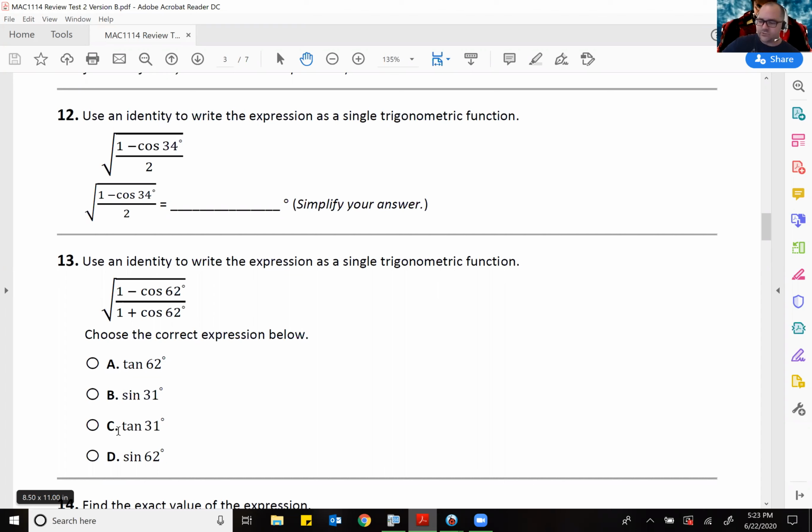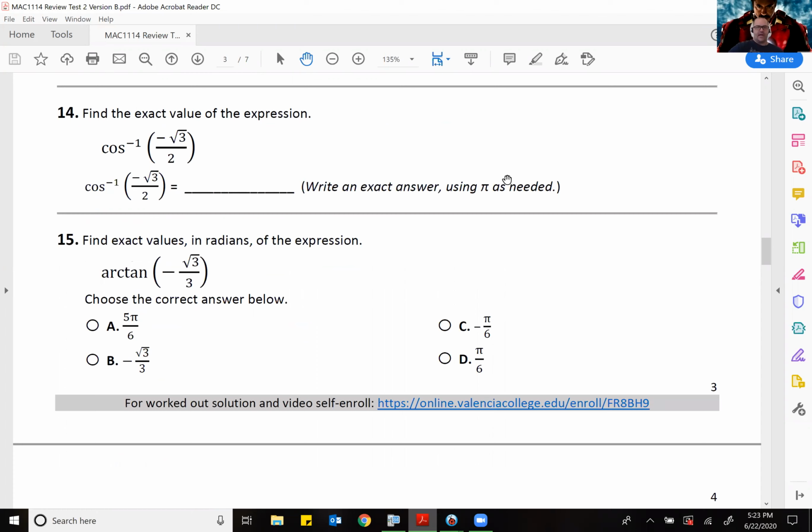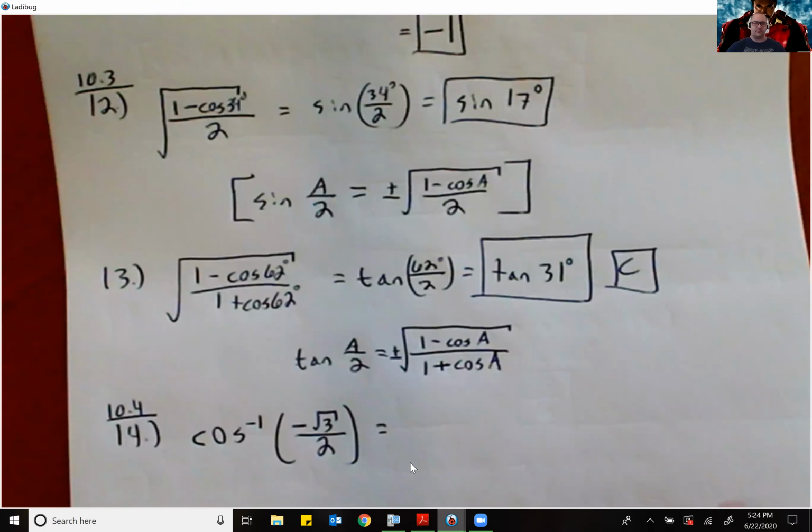Okay, number 14, we are jumping into 10.4. This is where you learned about inverses. So we want to know what is the answer to this? Exact. And it says use pi as needed. So that means we want this answer to be in radians. Okay? So the first thing you need to do when you are checking inverses is we need to know if this is possible. That's the first thing you need to double check.